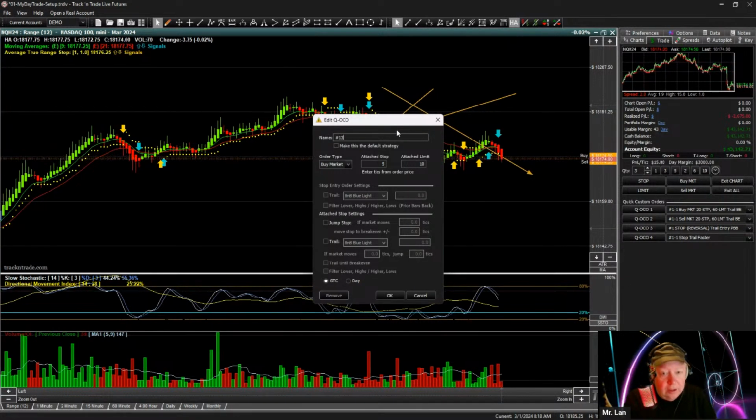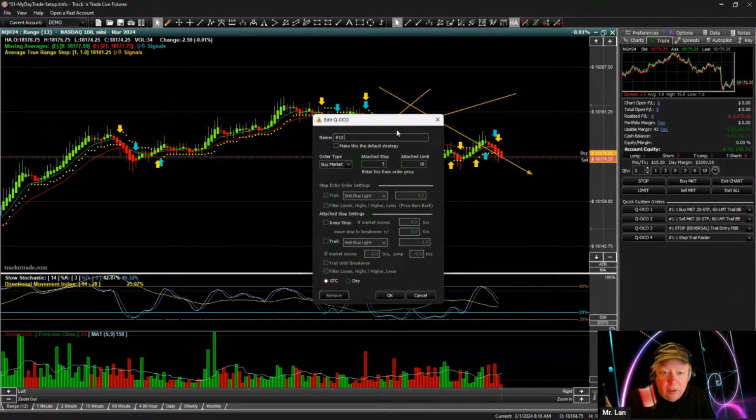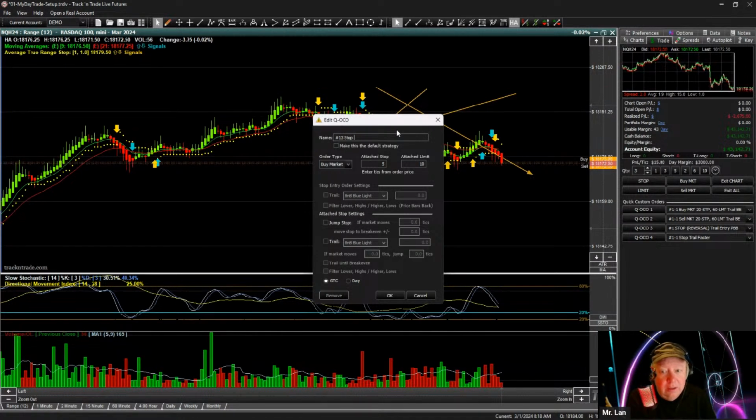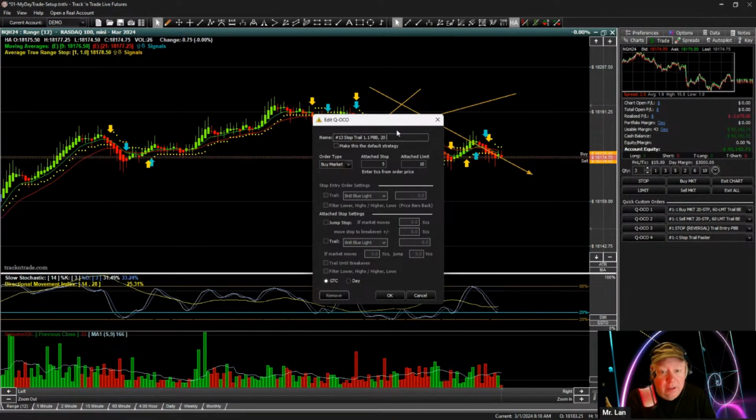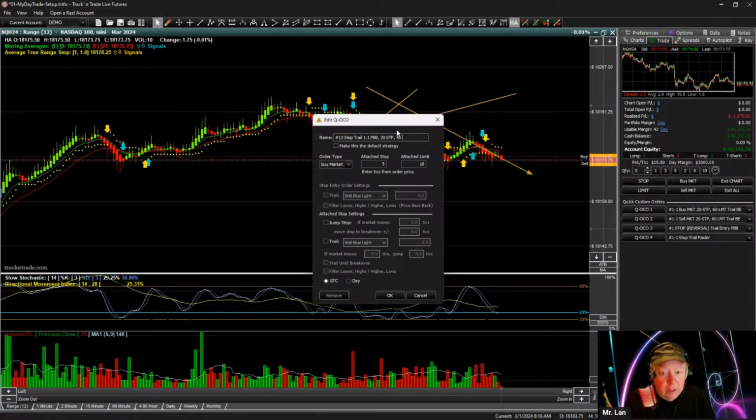Number 13. And what did we decide this was going to be? This is going to be a stop, trail, 1.1, price bars back. And we're going to do 20 on the stop. And we're going to do 40 on the limit. And we're going to go trail, price bars back.